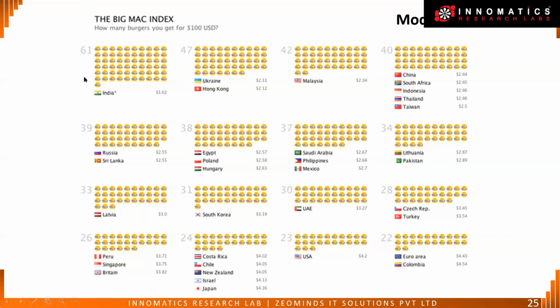So what we can see here is that in India I can purchase 61 and in USA I can purchase 23. This was taken almost 2 years back. This is the picture I took. And so maybe the price will vary now.